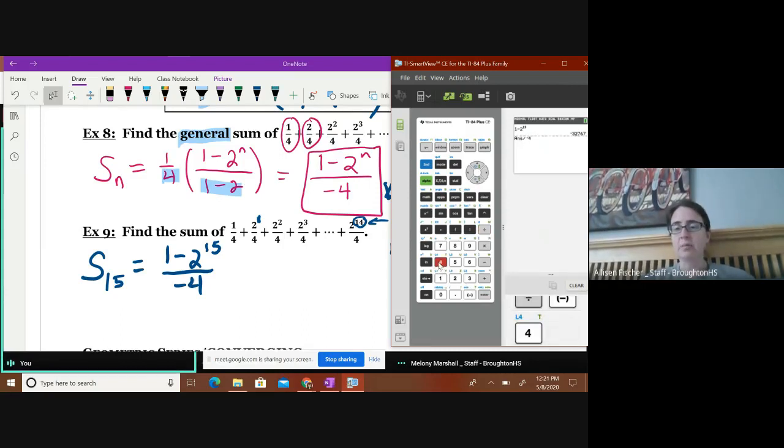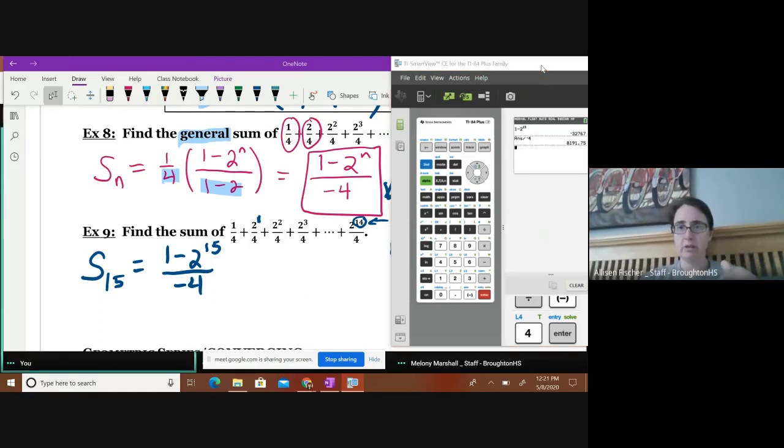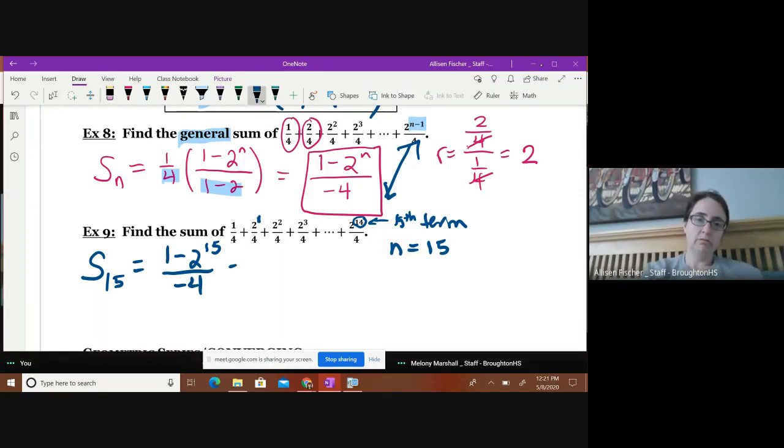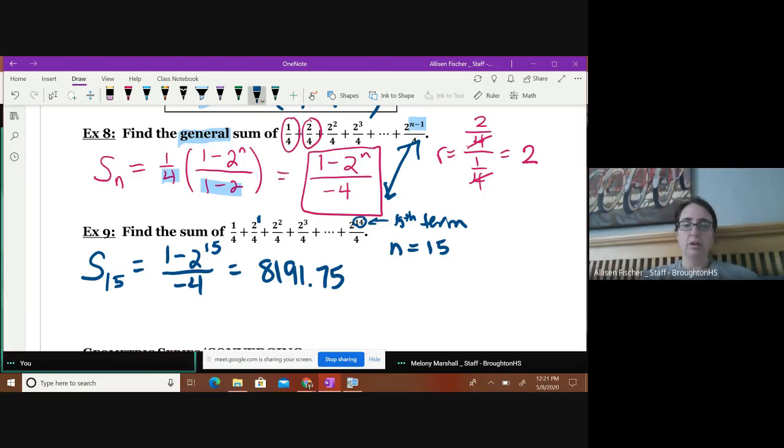The fact that this number is not in the denominator, though, the 2 to the 15th, your calculator can handle it a little bit better. So we get 8,191.75. Okay. All right, so that's one way you can find the geometric sums.